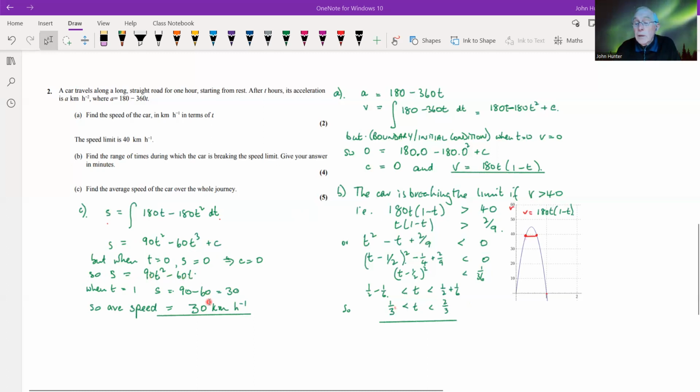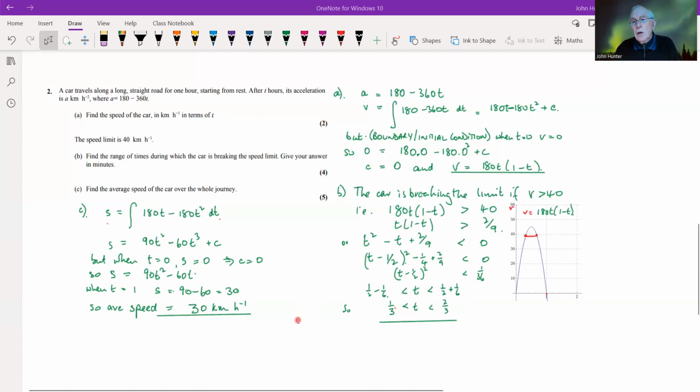And then all we need to do is find out what that distance is after 1 hour. Just substitute t equals 1 in there, and that's going to give us 90 minus 60 equals 30. So it's 30 kilometers. So we've traveled 30 kilometers in 1 hour, and therefore the average speed is 30 kilometers per hour. Okay, so that is the gist of it.